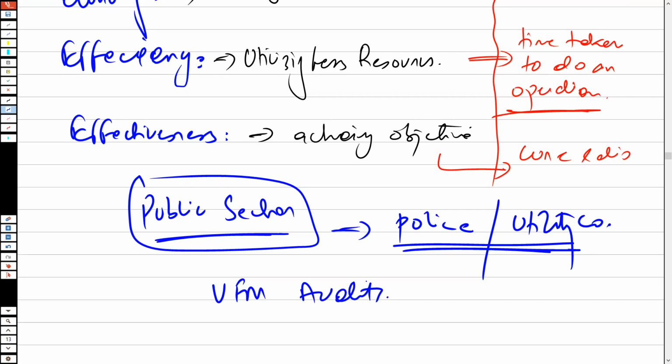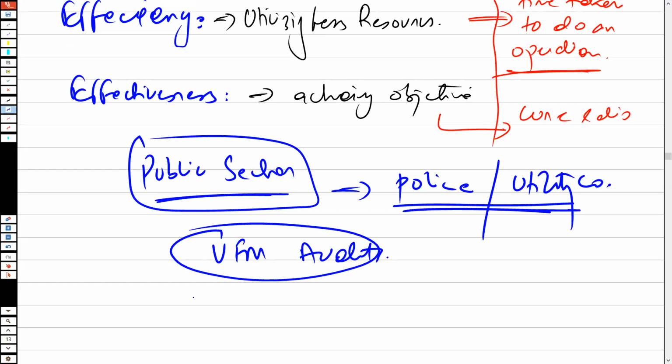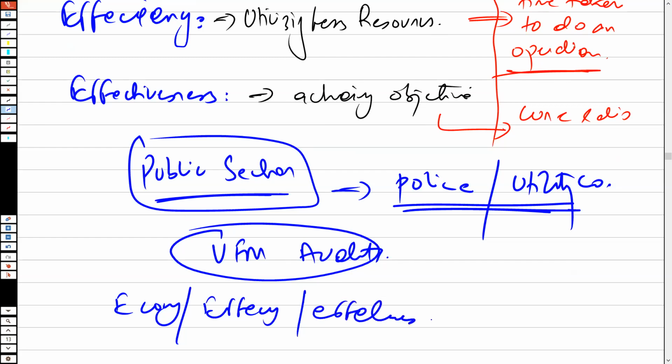Now, let me guide you on something. Basically, there is a problem: when you talk about these three E's, they all contradict each other. Whether we talk about the economy, the efficiency, or the effectiveness, they are all contradictory.